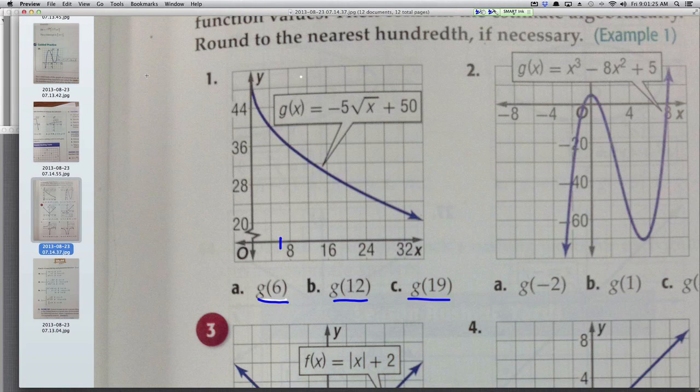So to get the y value that goes along with it, I want to go up until I touch my graph, and then once I touch my graph, I want to go over, and that'll tell me what y value goes with that x value. So by looking at it, what would be an approximation of that y value? Looks like 38. So we're going to say g of 6 is equal to 38.